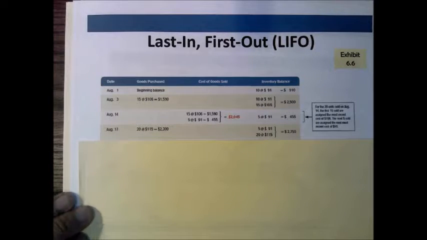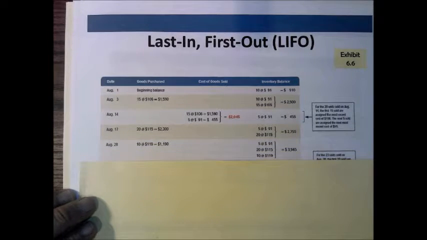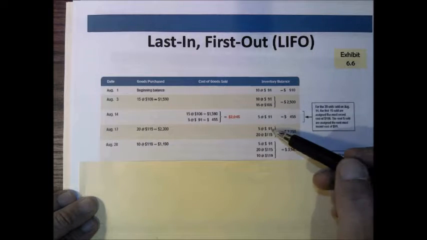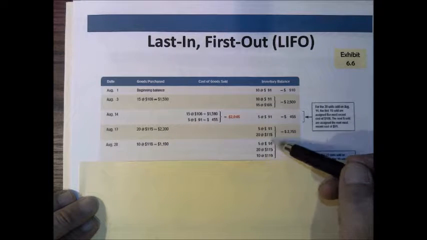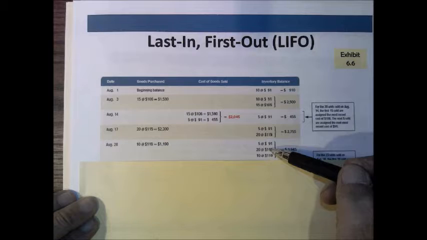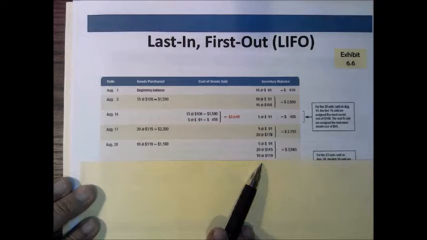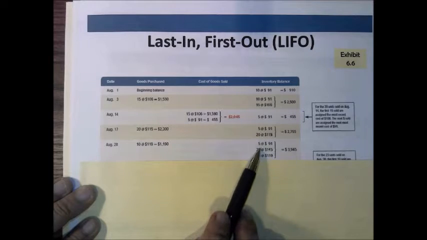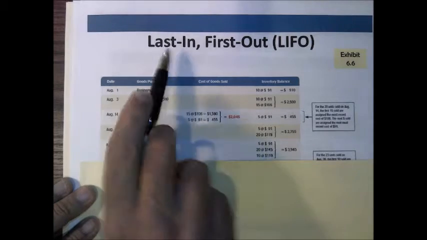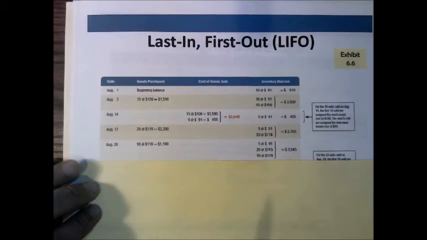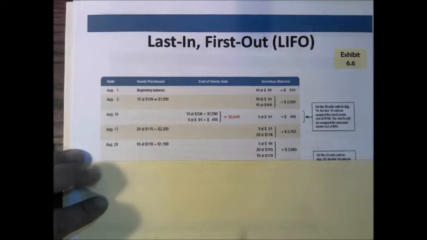We buy again on the 28th, so again we go to 3 layers. So I bring down what? The 5 at 91. I bring down the 20 at 115, and 10 at 119 comes up underneath. So again, we've got what? 3 layers to deal with. Last in, first out. The 30th, we're going to sell 23 units.